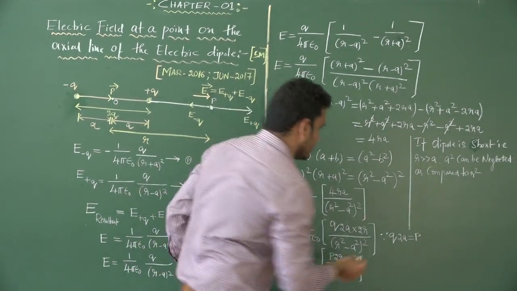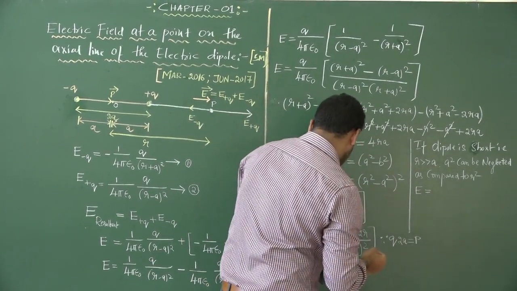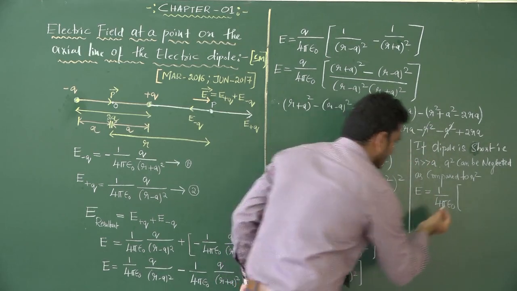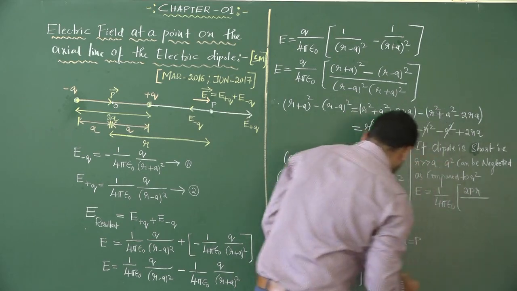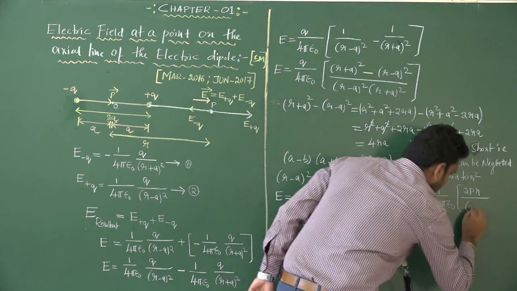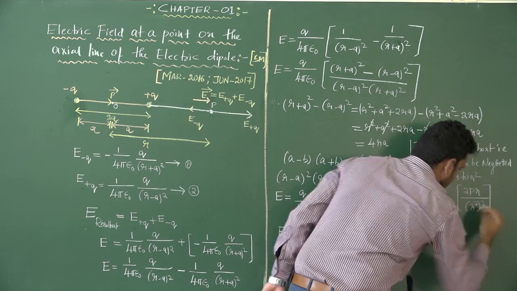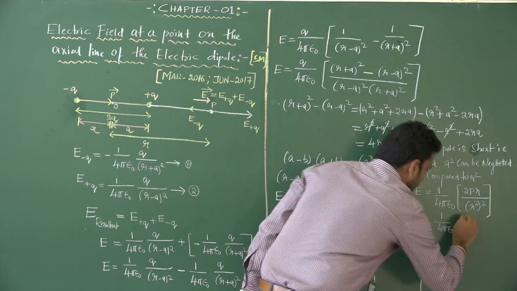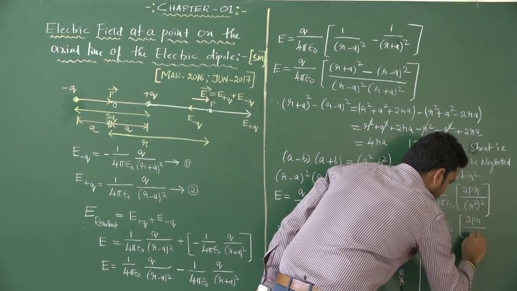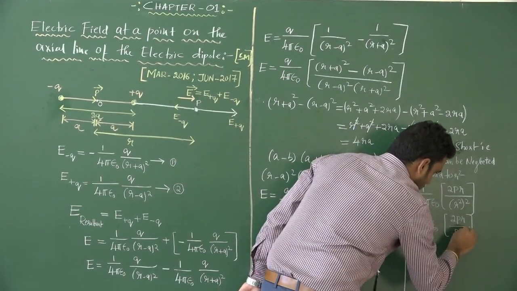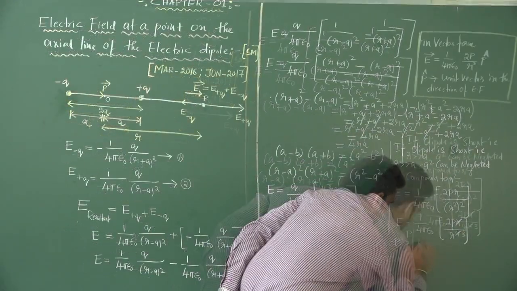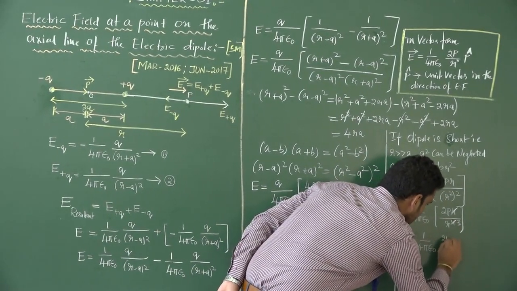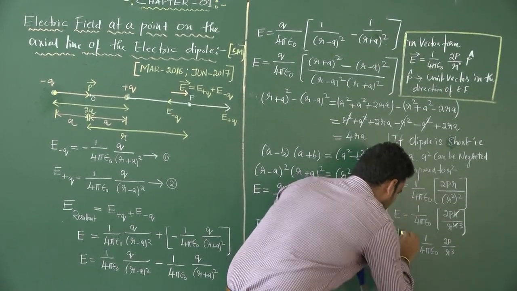By neglecting a square, I am writing the remaining equation. E is equal to 1 over 4 pi epsilon naught, p into 2r can be written as 2pr, that is also correct, divided by, since we are neglecting a square, the remaining thing is (r square) whole square. Then 1 over 4 pi epsilon naught, 2pr divided by (r square) whole square, means r to the power of 4. Here r and 1 r cancel, the remaining is r cubed. E is equal to 1 over 4 pi epsilon naught, 2p divided by r to the power of 3.